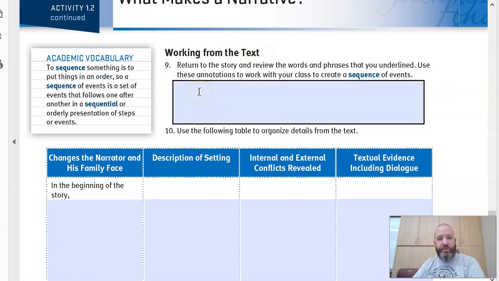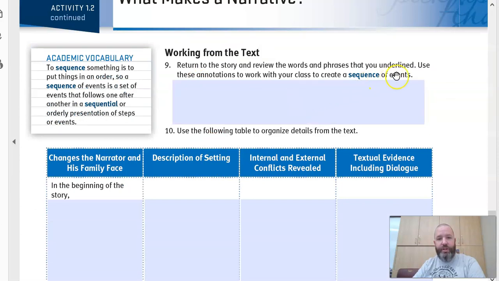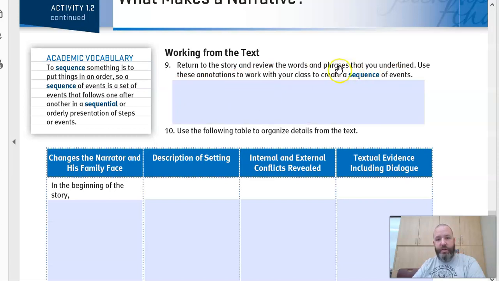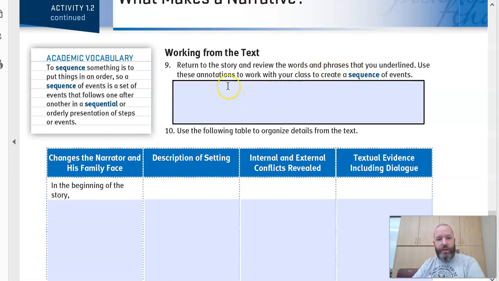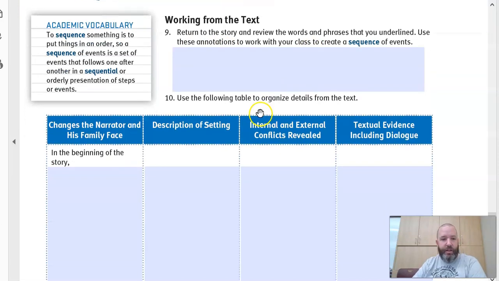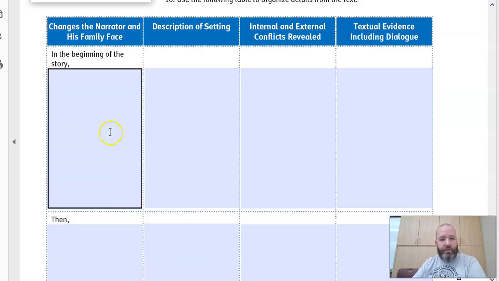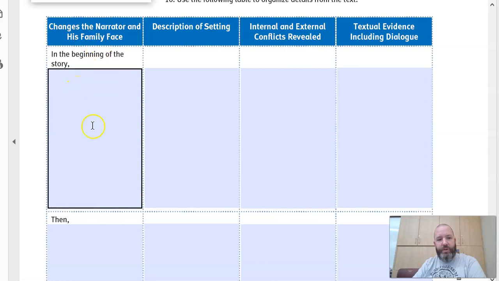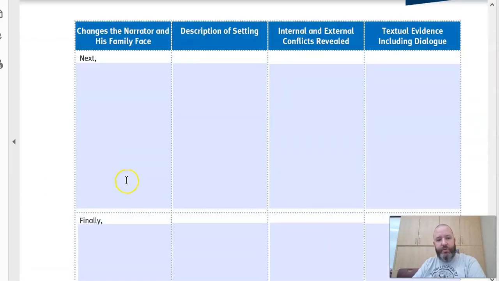Number 9, return to the story and review words and phrases that you underlined. So as you went through, you should have underlined any new words or things that helped you understand the story. Use these annotations to help work with your class. Hopefully we'll have time to do that when we have our synchronous time together. And then there's a graphic organizer here at the bottom to help you talk about the different parts of a narrative: in the beginning of the story, then, next, and finally.